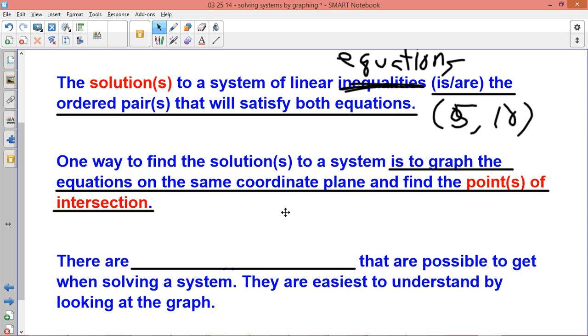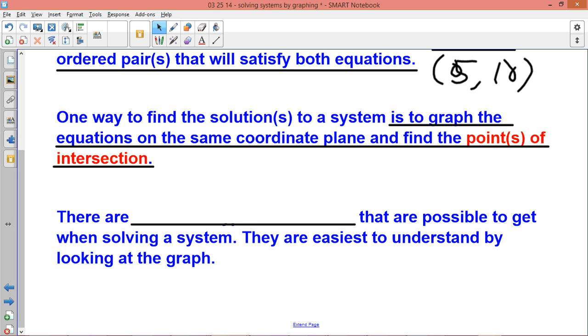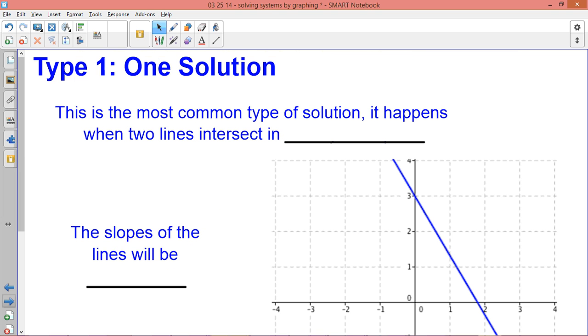Like we did in the last one, where they intersected was the point we cared about. There are three types of solutions that are possible to get when solving a system, and we'll talk about each of these coming up right now. Okay, pause if you need to keep writing stuff down, otherwise I'm moving on.